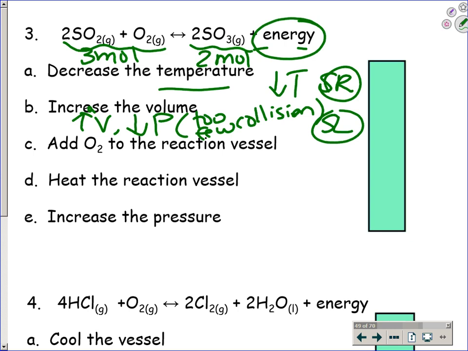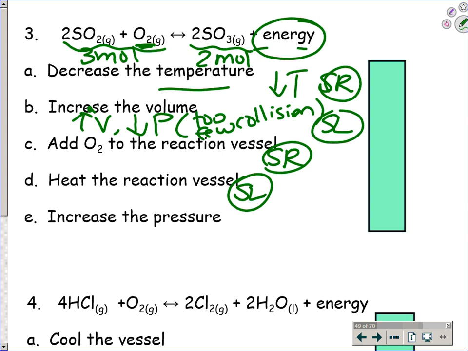Adding O2. Okay, so everybody says shift right, I think. And that's because you're adding a reactant. And so if you add a reactant, you got to find a way to get rid of it. So you react it away by going to the right. Heating reaction vessel. Good, so it's the opposite of A, because this one says decreasing energy. This is essentially saying increasing energy, so we're going to go the opposite direction. So increasing energy wants to go the opposite way so that we can get rid of it.